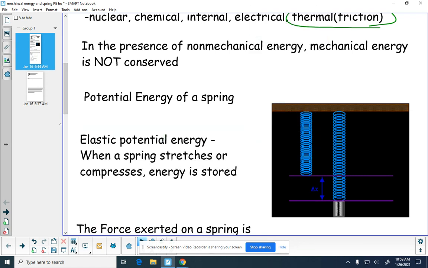We talk about elastic potential energy. Springs. When a spring is stretched or compressed, energy is conserved.